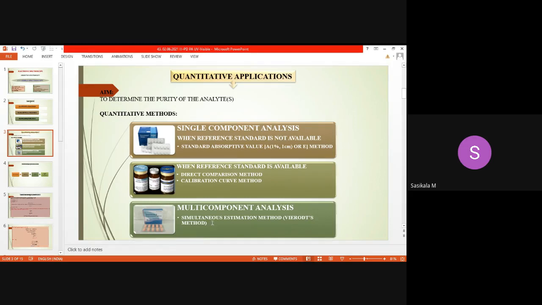Okay. So the simultaneous estimation method is one where all the constituents, more than one constituent, component, active pharmaceutical ingredient or analyte present in the formulation, are determined simultaneously by this method. And this method is called Vierordt's method. Okay. The simultaneous estimation method is called Vierordt's method. So these are the 4 methods that are available and widely used for quantitative analysis of drug molecules, okay, analytes, either from drug substances or drug products.